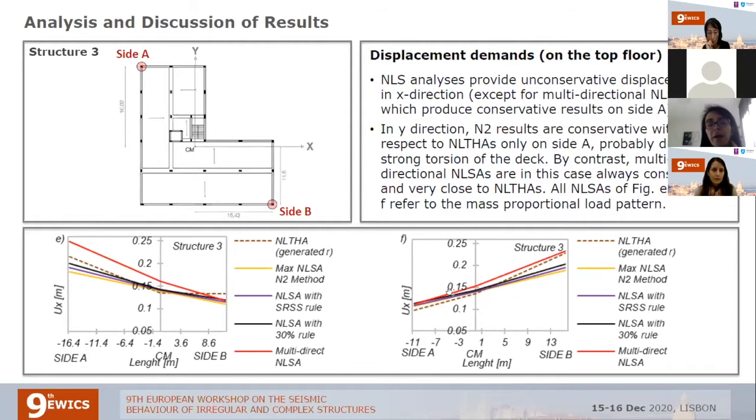In the epsilon direction, the N2 results are conservative with respect to the nonlinear time history analysis only on side A, probably due to the strong torsion of the deck. By contrast, multidirectional nonlinear static analyses are always conservative in this case and very close to nonlinear time history analysis. Both these graphs refer to the mass proportional load pattern.